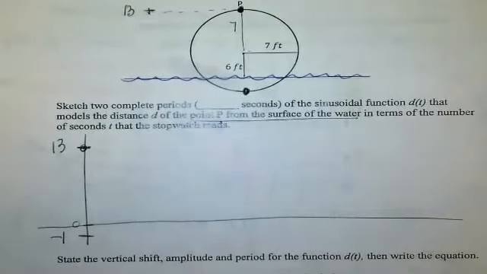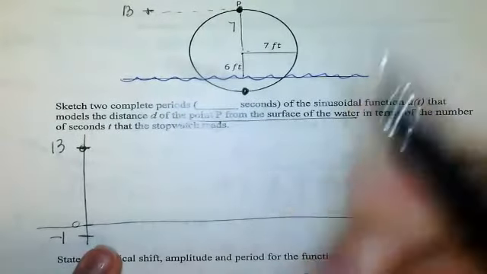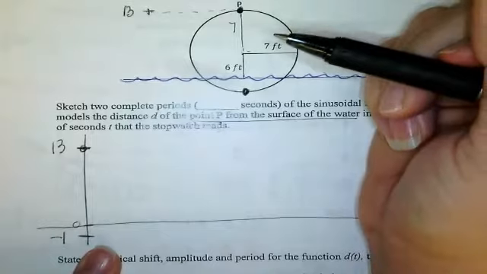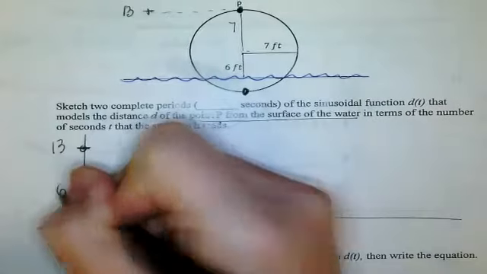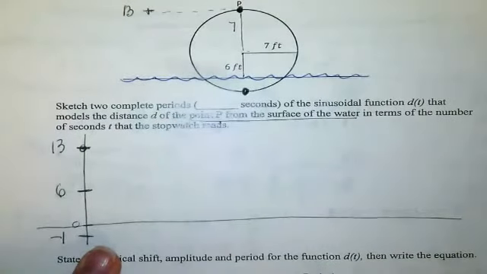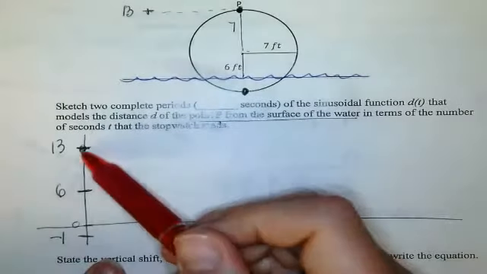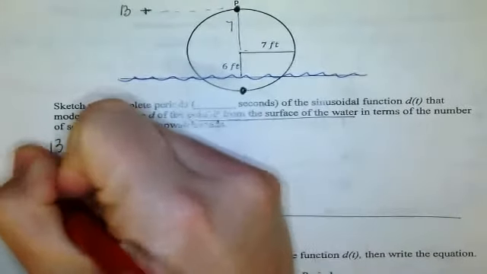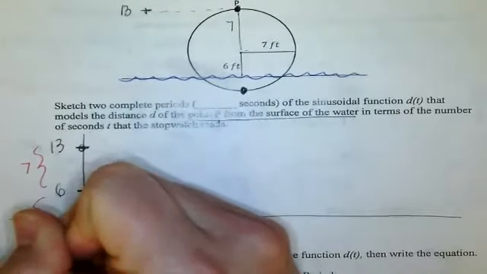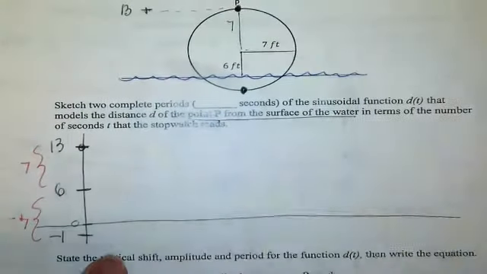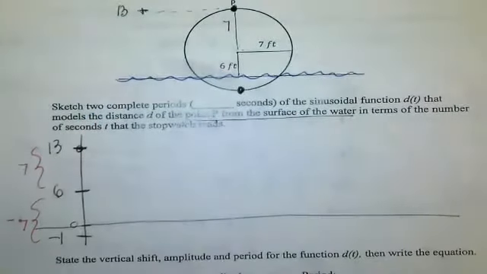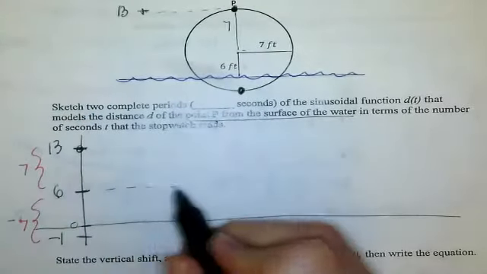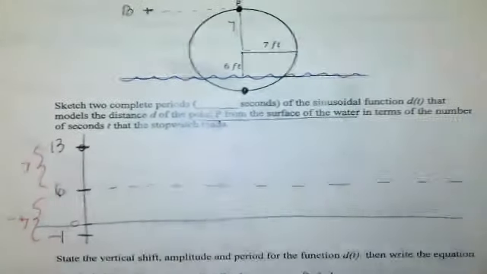Let's see. What's the midline? 6. The midline is 6. You can get that a couple of ways. You can do it halfway between the low and the high. Or you can think, oh, it's 7 above and 7 below. And that happens to be the radius. So it turns out the amplitude of a function is the radius of the circle. That's the drawing. Okay. So I'm going to draw in that midline. It's a dotted dashed midline there.